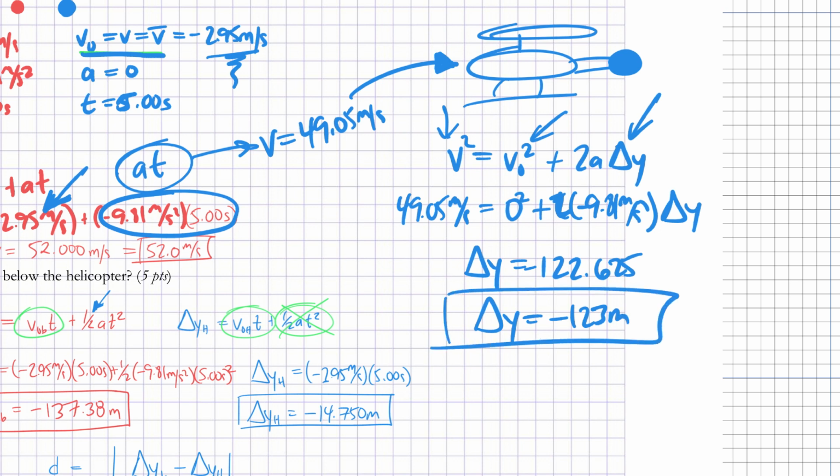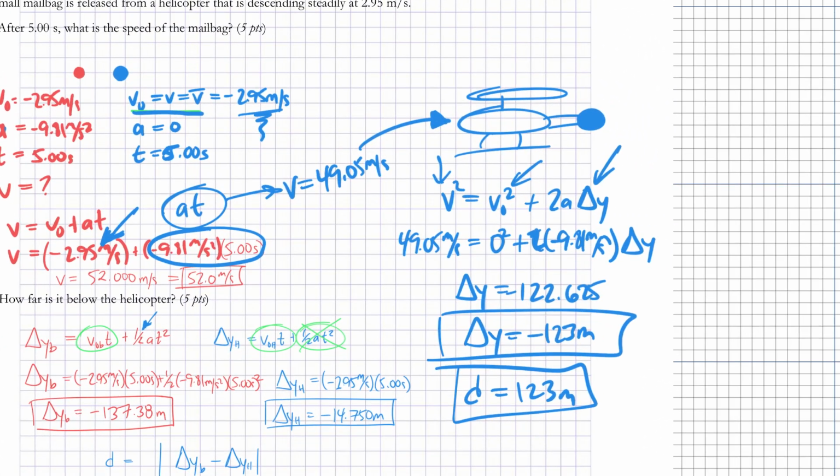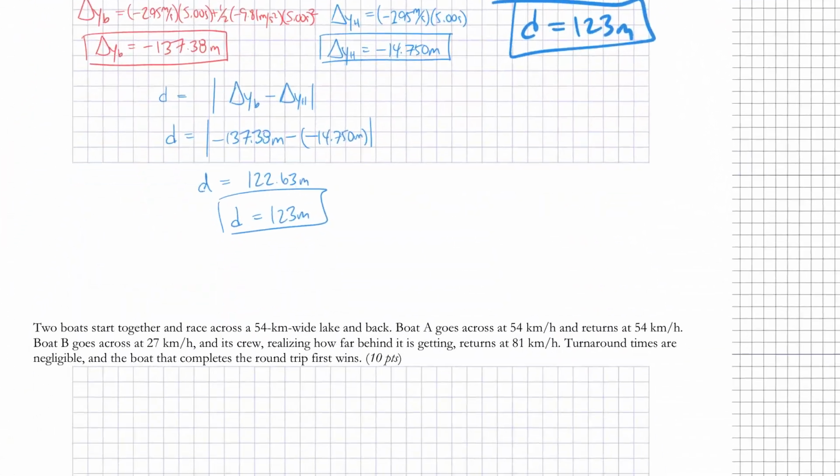okay? Although it looks like in my key, I left those as positive. Oh, right, I know why this is positive. It's because we wanted to know how far below. So I might say, well, the distance is 123 meters, right? Okay, so cool. All right, so that's an alternate way. I don't expect you to pick up on the alternate way.